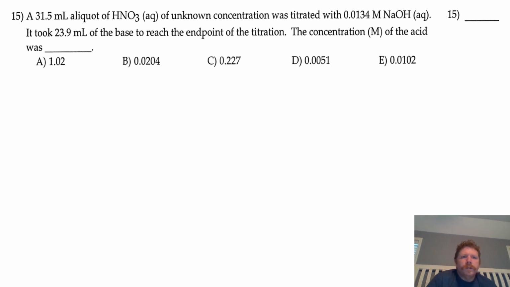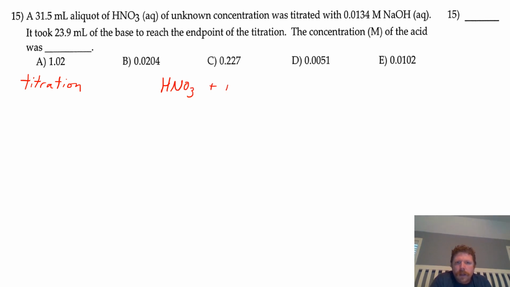Okay, now question number 15. A 31.5 milliliter aliquot of an acid of unknown concentration was titrated with 0.0134 molar sodium hydroxide. It took 23.9 milliliters of the base to reach the endpoint of the titration. The concentration of the acid was blank. This is a titration question, very similar to the previous one, where H2SO4 was neutralized by sodium hydroxide. Well, this is HNO3, nitric acid, a monoprotic acid. So we want to write our balanced equation.